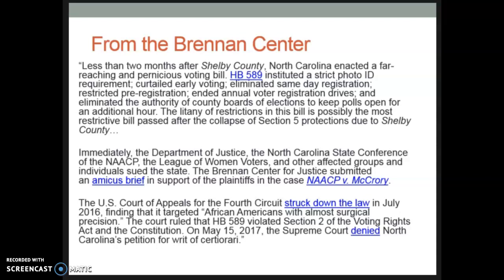The court ruled that HB 589 violated Section 2 of the Voting Rights Act and the Constitution. On May 15, 2017, the Supreme Court denied North Carolina's petition for a writ of certiorari. That means they refused to hear the case because they agreed with the lower court's decision.